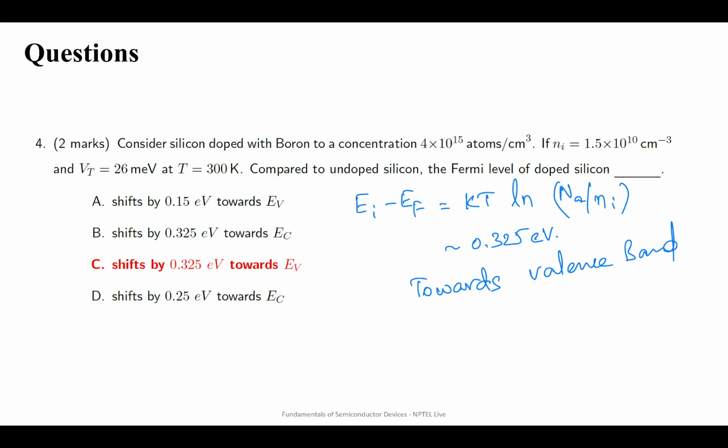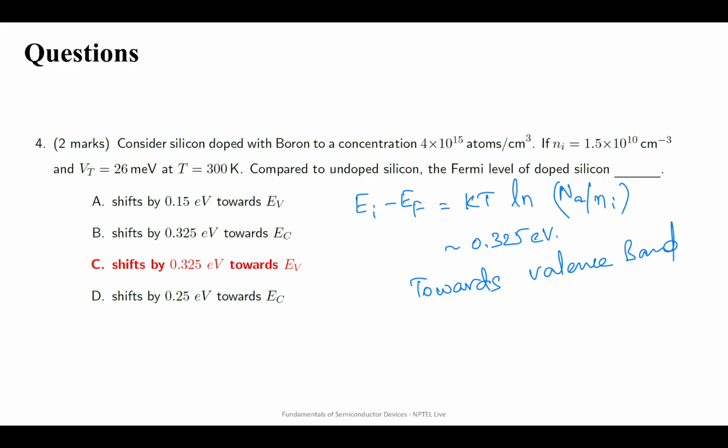So the answer to this would be it shifts by 0.325 eV towards the valence band. You use the formula EI minus EF equals kT ln(Na/Ni). You are given the value of Na. Boron is your acceptor level, an acceptor atom, so use Na and not Nd. So it becomes p-type, hence the movement is towards the valence band.